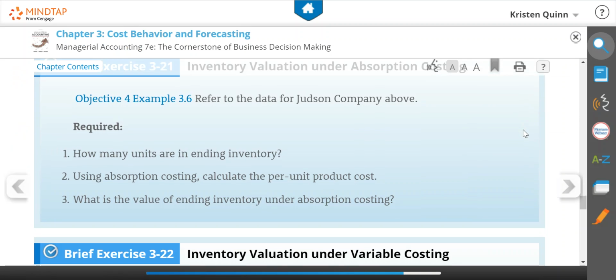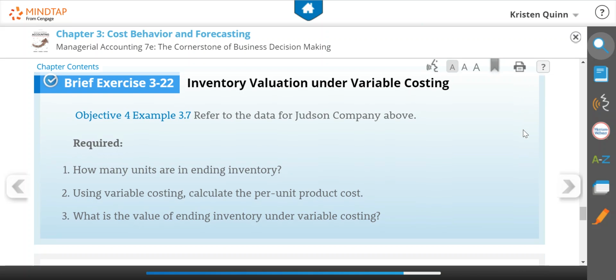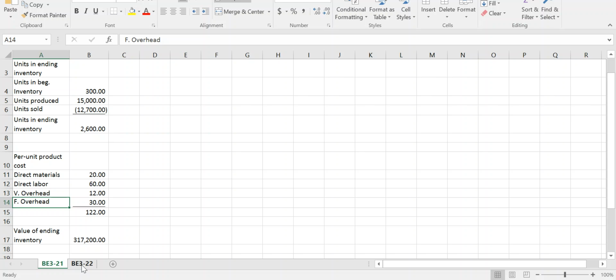In brief exercise 322, they want us to go through the same process, but now they want us to use variable costing. So we're going to do the same piece. We're going to look for how many units are in ending inventory, calculate our variable costing per unit product cost, and then what our value of our inventory is under that variable costing.